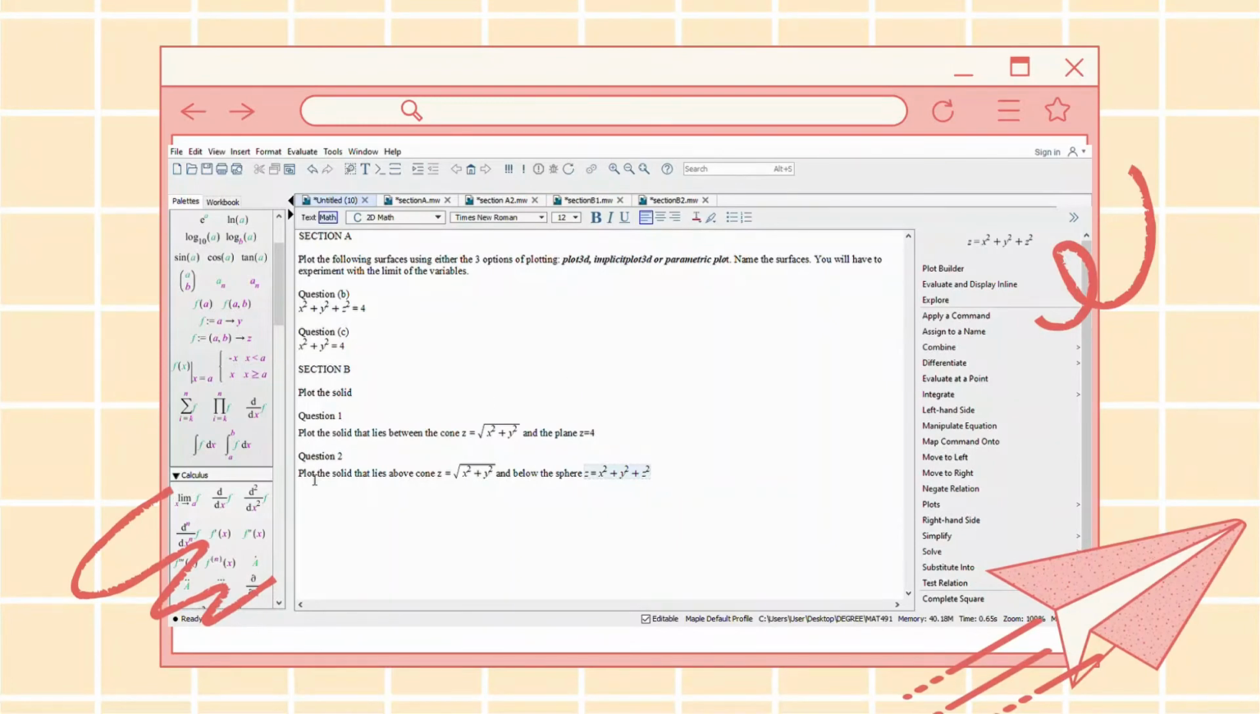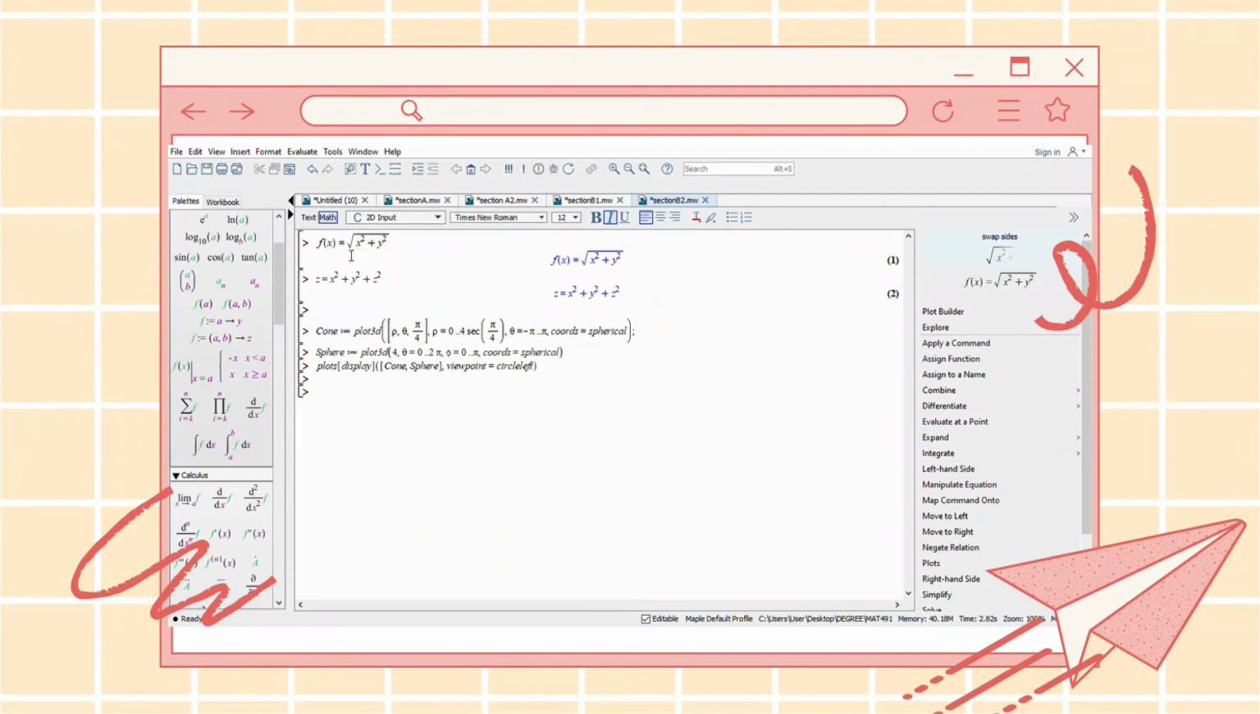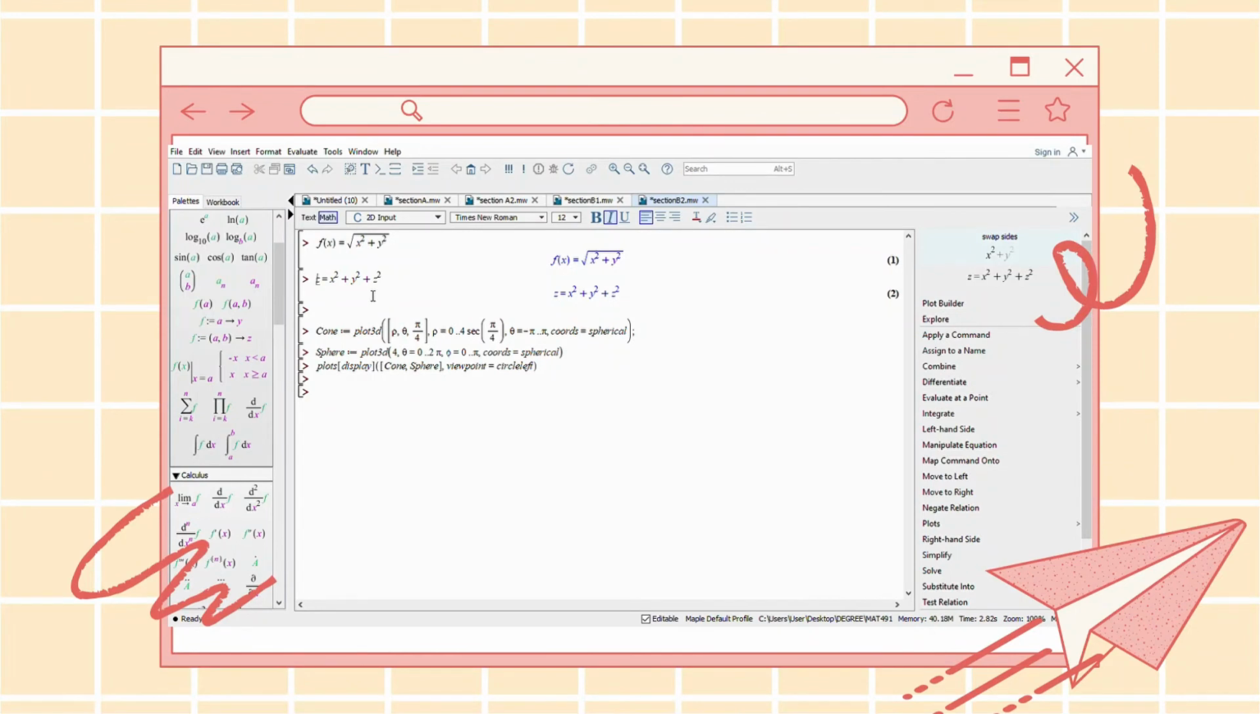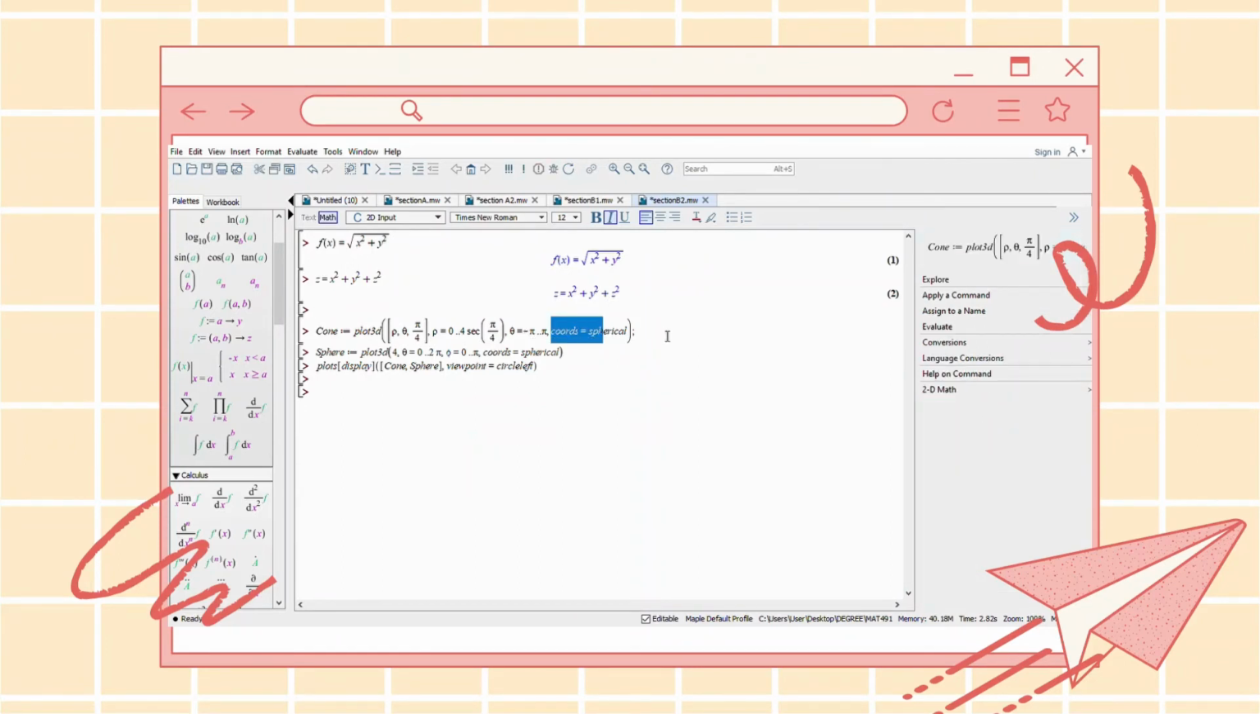Now for question 2, plot the solid that lies above the cone z equals square root of x squared plus y squared and below the sphere x squared plus y squared plus z squared equals z. First, you insert the function square root of x squared plus y squared. The output is still the same, and for the sphere function, x squared plus y squared plus z squared. And then the command for the cone equals plot 3D, open bracket, square bracket, rho, theta, pi over 4, close square bracket, rho equals 0 until 4 secant pi over 4, theta equals negative pi until pi, coordinates equal spherical.